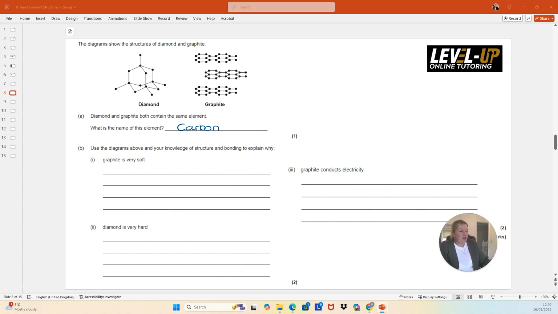So this is worth 2 marks, and the first mark comes from ideas around that they are in layers, and it's about those layers that can slide over one another, or over each other. So that's for marking point 1. And the second marking point comes from the idea of those weak forces between the layers. Because it says explain, they can slide over each other because between the layers there are only weak forces.